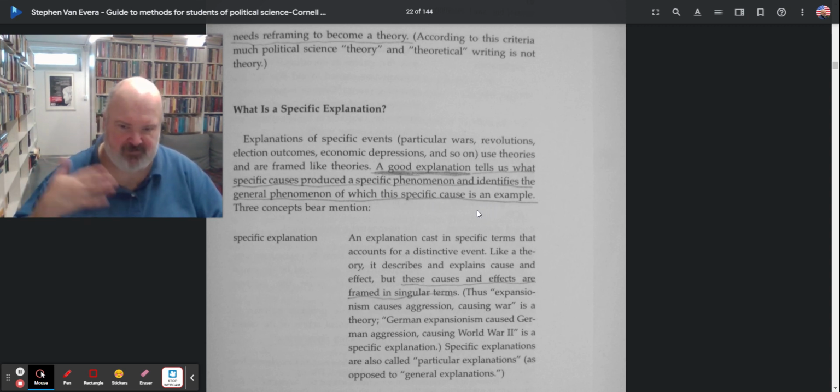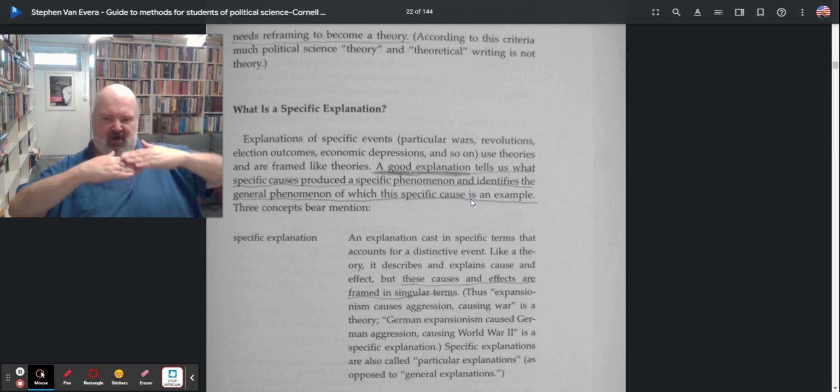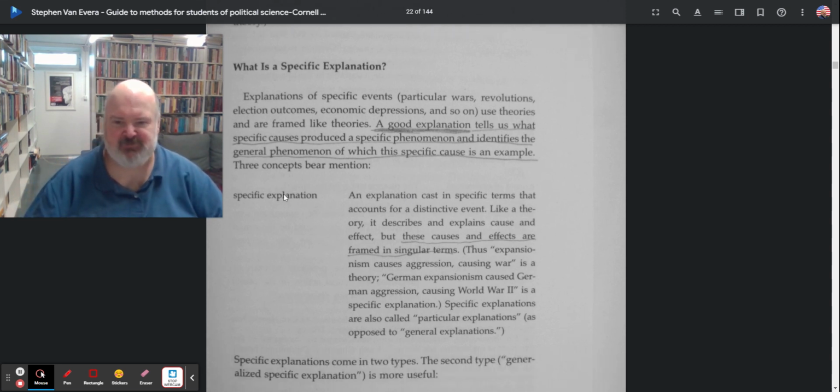So, in other words, we have three concepts we are mentioning in this regard. A good explanation tells us what specific cause produced a specific phenomenon and identifies the general phenomenon of which this specific case is an example. So the specific thing is part of a larger phenomenon, right? A specific explanation is an explanation cast in specific terms that accounts for a distinctive event. Like a theory, it describes and explains cause and effect, but these cause and effect are framed in specific terms.